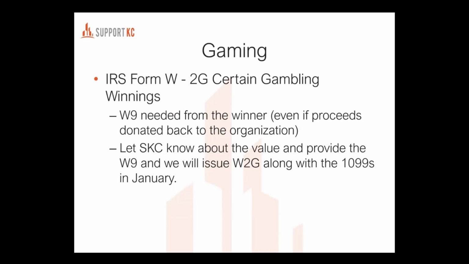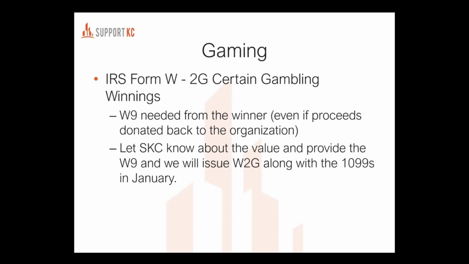Best practice is, if you're not quite sure whether a W-2G is going to be needed, to go ahead and get a signed W-9 form from the winner before you give them their prize. This will give Support Kansas City everything we need to issue the W-2G: their name, address, and social security number.